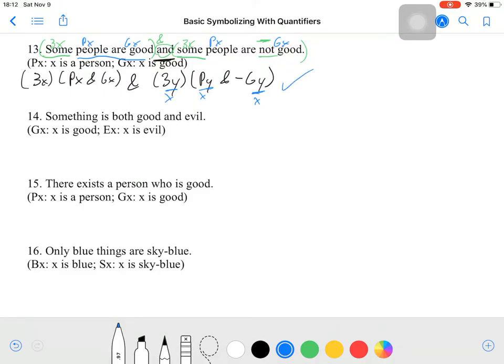Now let's go on to 14. So something, there exists some X such that it is both good and evil. That's going to be an and. We have good as a category, evil as a category. Good is GX, evil is EX. So there exists some X such that X is both good and X is evil.